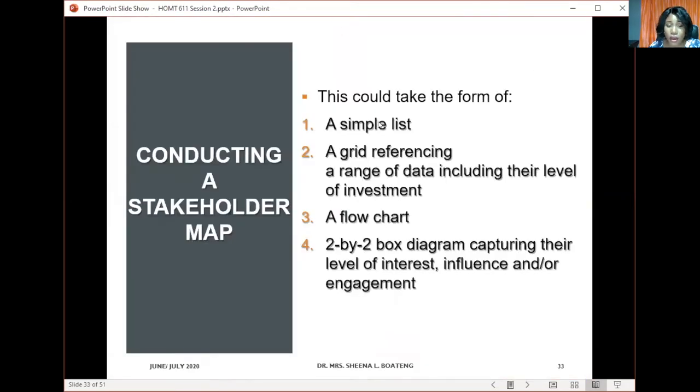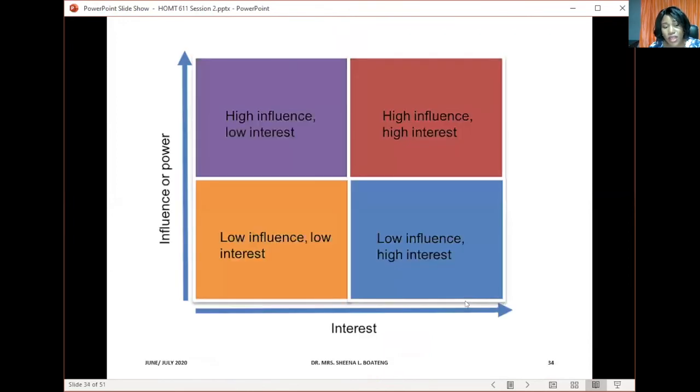Or you can use a grid, referencing a range of data, including their level of investment. So when you draw up the grid, you can put their investment on one hand and who they are on the other, and then rank them based on the level of investment to be able to determine what level of importance they hold when it comes to the event. You can also use a flow chart for this, or just a 2x2 box diagram capturing their level of interest, their influence, and or engagement. Now, this 2x2 box diagram is what we refer to as the stakeholder map.